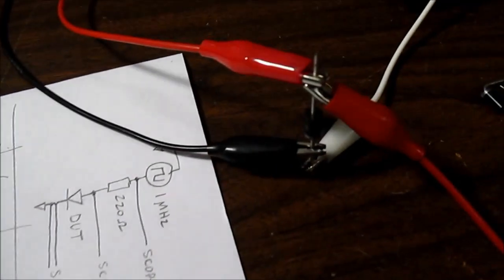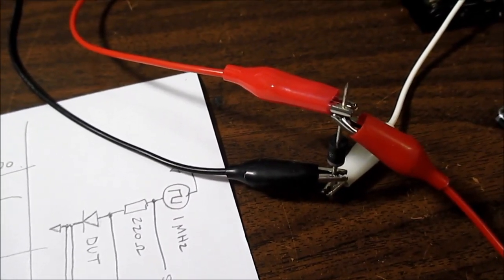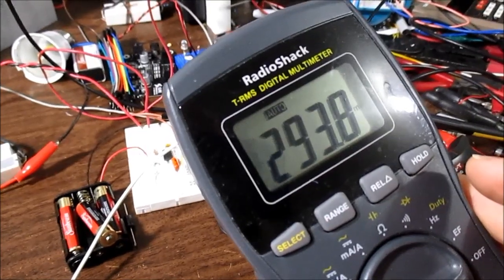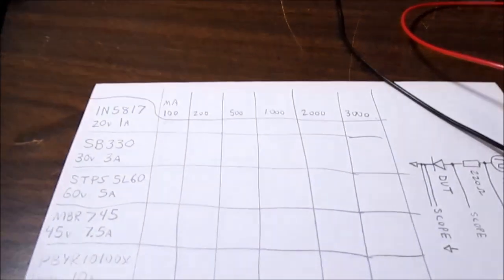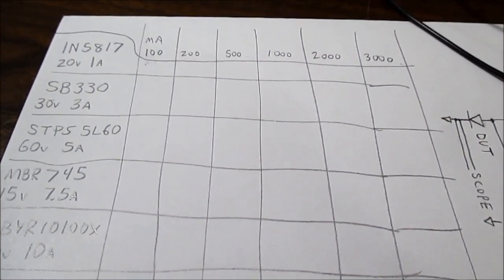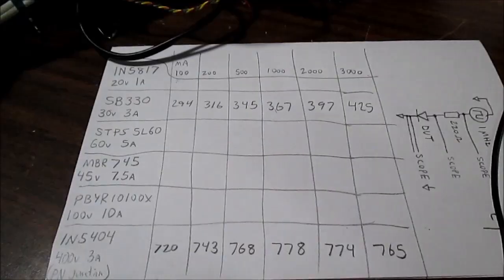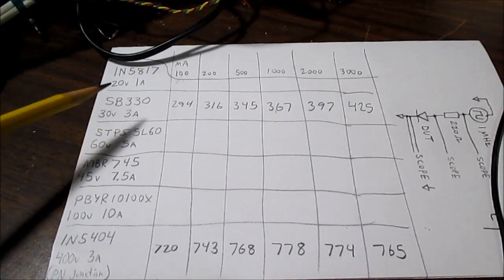Okay, so now I switched over to the SB330, and we'll see how that performs. Only 293 millivolts. So you can see how much lower the forward voltage drop is. So I'll log that in and continue testing. And here are the results of the SB330.